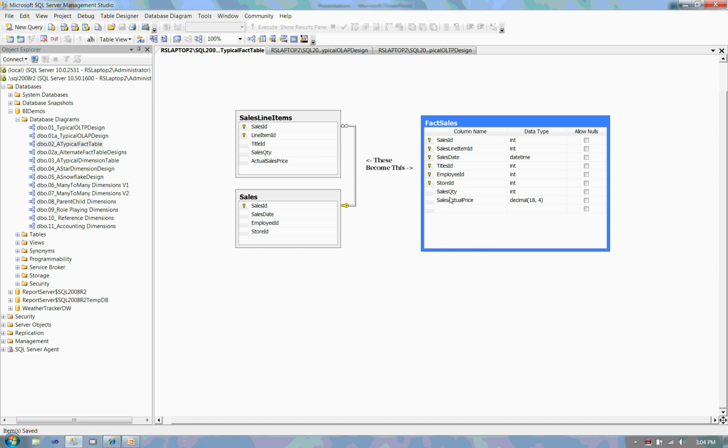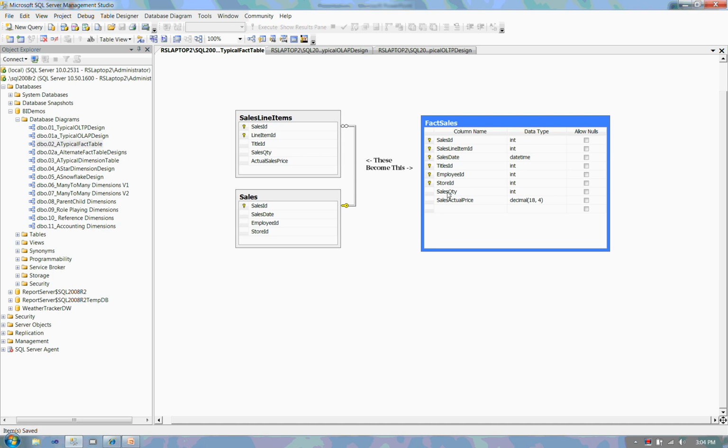Granularity could be confusing, so let me explain. Let me try another approach. Let's have a sales quantity for all these different items of 15. So I sold 15 to a particular store by a particular employee for a particular title on a particular time and date for a certain sales line item and sales ID.